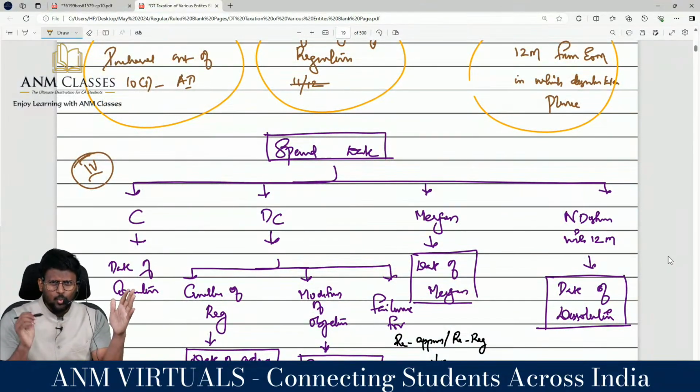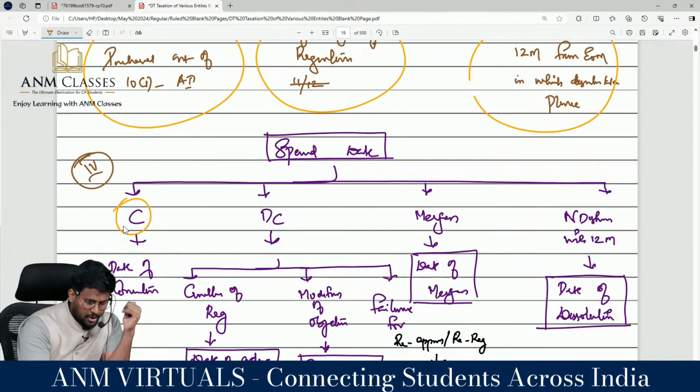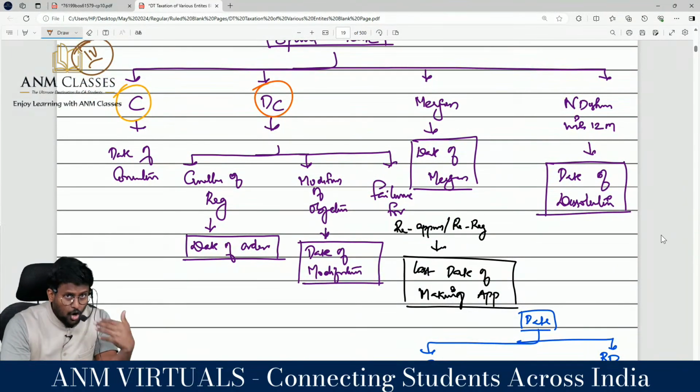Sir, I have to calculate the accreted income on the specified date. What is that specified date? In case of conversion, the date of conversion is the specified date. In case of deemed conversion, that is if the registration has been cancelled, the date of the order cancelling the registration is the specified date.